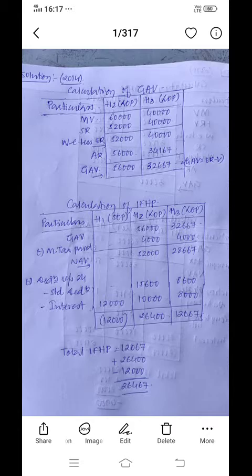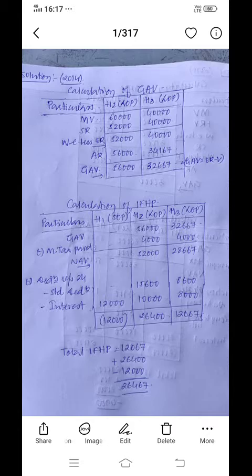So ER is 40,000 minus vacancy. 7,333, I guess you will get. 7,333 will be the vacancy that you have to deduct from 40,000, so you will get 32,667. Okay, that is the GAV.